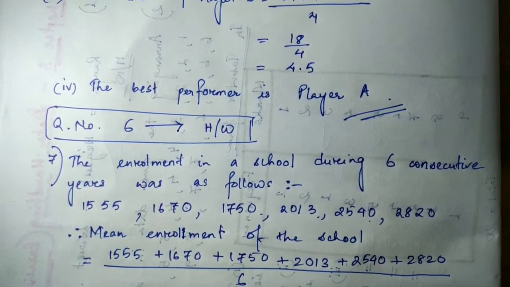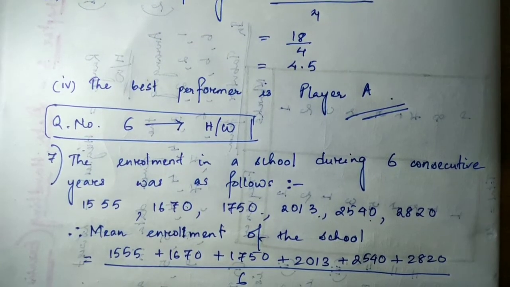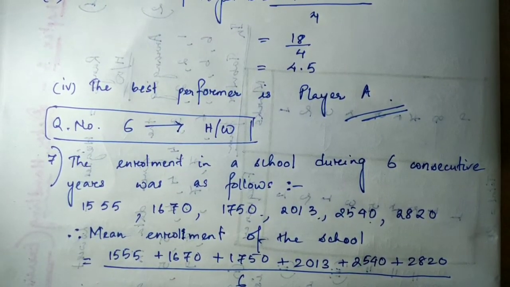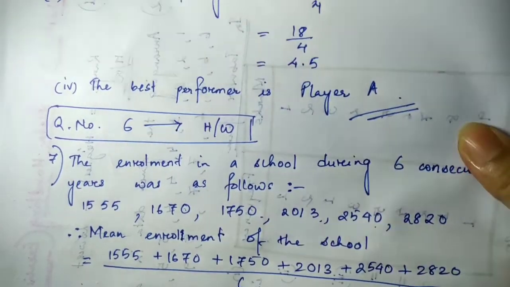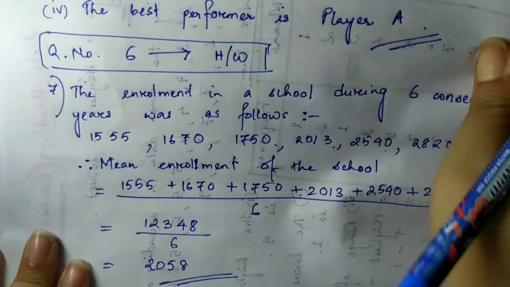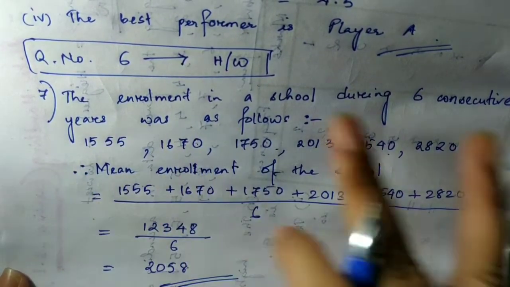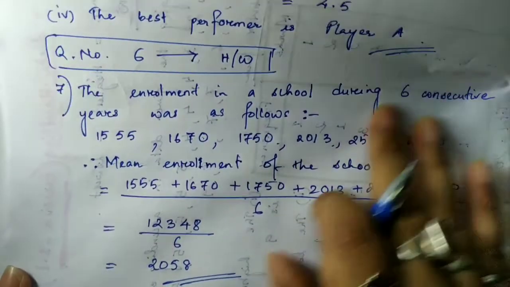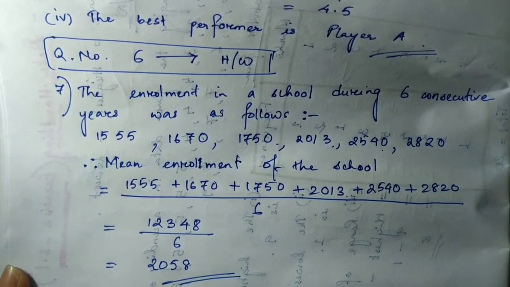When I divide it, divided by 6, I'll get 2058. So I'll get the solution as this, 2058. Okay, so this is my solution. I have the mean enrollment of the year. Okay, I hope this is clear. Now after this, let's move on to the next question.